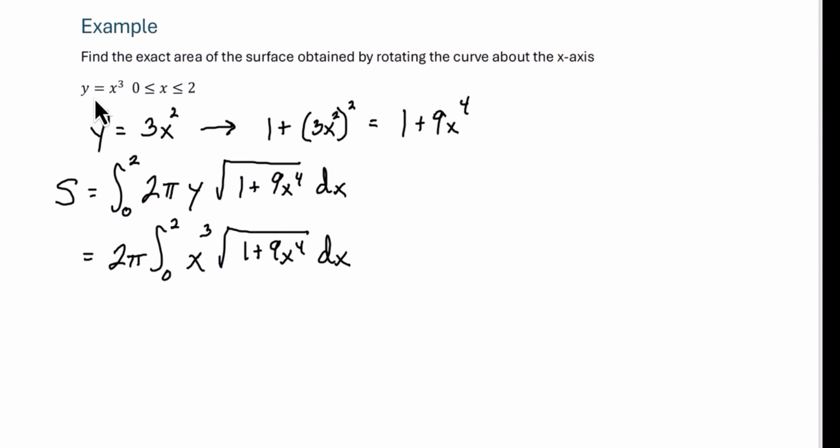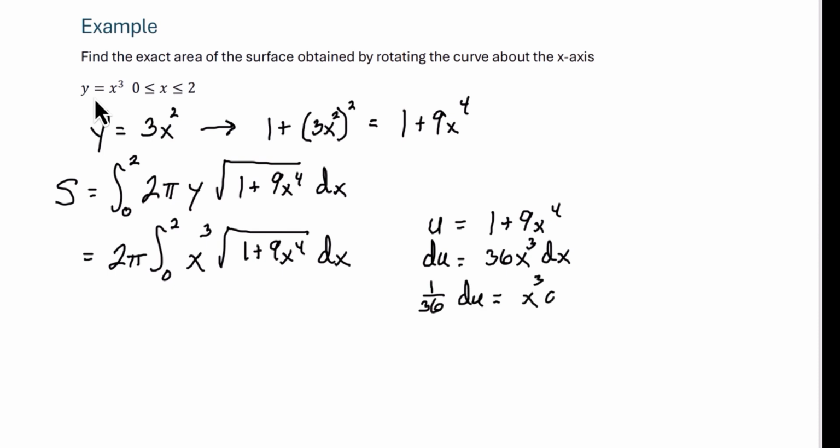Let's next do a u substitution. We'll let u be 1 plus 9x to the fourth. Then du is 36x cubed dx. We'll need to divide both sides by 36. We now have 1/36 du equals x cubed dx. That substitution will help us rewrite the integral.